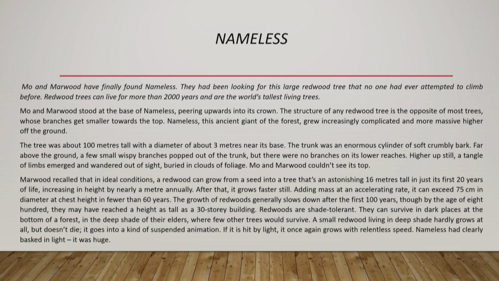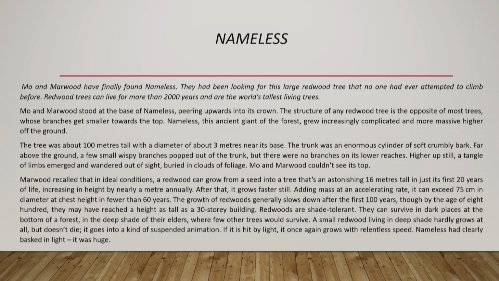Marwood recalled that in ideal conditions, a redwood can grow from a seed into a tree that's an astonishing 60 meters tall in just its first 20 years of life, increasing in height by nearly a meter annually. After that, it grows faster still, adding mass at an accelerating rate. It can exceed 75 centimeters in diameter at chest height in fewer than 60 years.